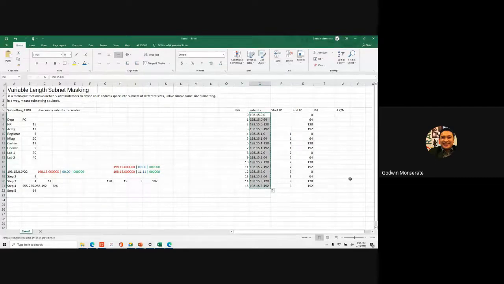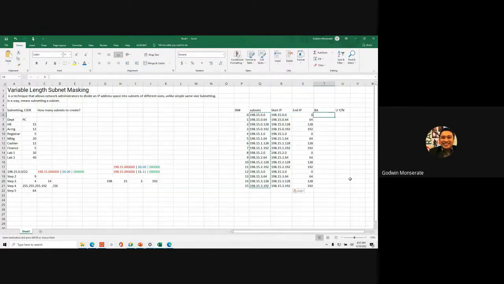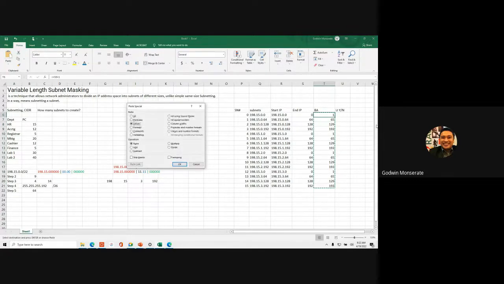The algorithm is mine, you are free to do yours, as long as we can arrive at the same answer. So let's copy this. You paste it here. I will just add 1 to 64, 128, etc. I'm going to copy it here, paste, values. So I will add 1 to my formula, plus 0 plus 1. Okay, that's it. Copy, paste it here.